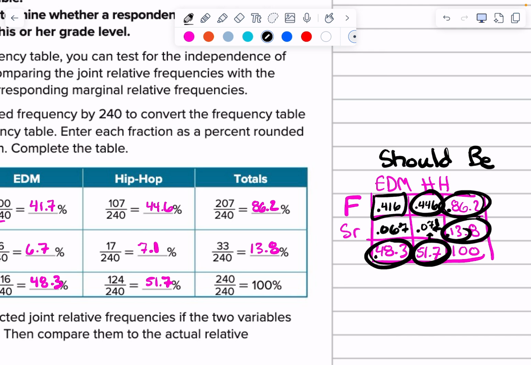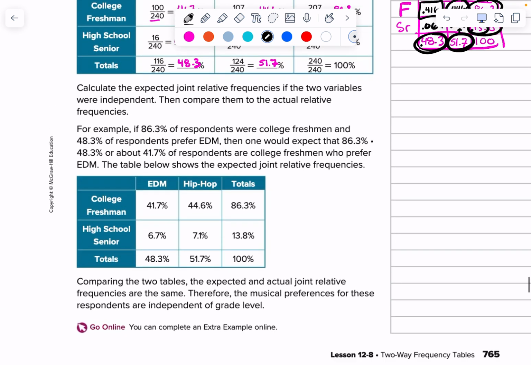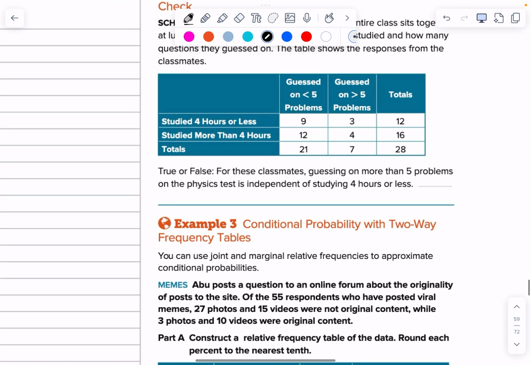The one variable does depend on the other one, kind of like Husker Harvest Days does depend on your age, right? So these will not match if they are dependent, if one depends on the other. This one does match, so they are independent. Therefore, musical preference for these responses is independent of grade level. Do we understand how this works?